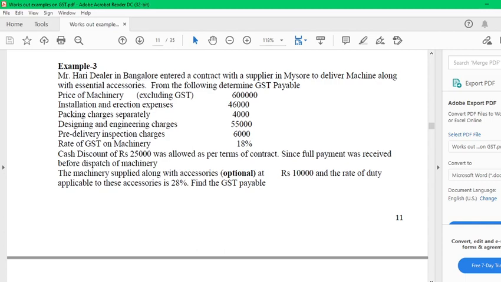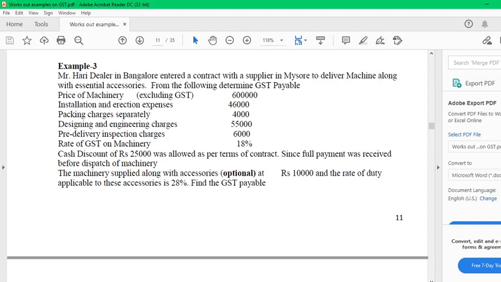Under such cases, how do we calculate GST? Where optional items are there, it is known as mixed supply. One is machinery, along with the accessories. But accessories are not blended. Accessories are not necessaries. Accessories are only optional. Under optional cases, therefore, the highest GST rate will be taken into account. Of course, in this case, 18% is for the machinery and for the optional accessories it is 28%.